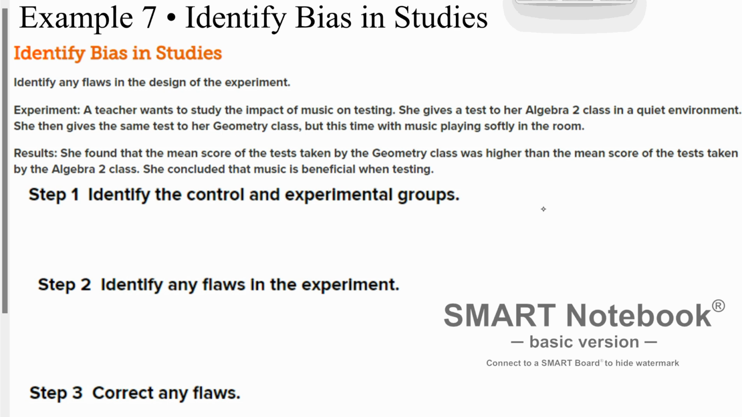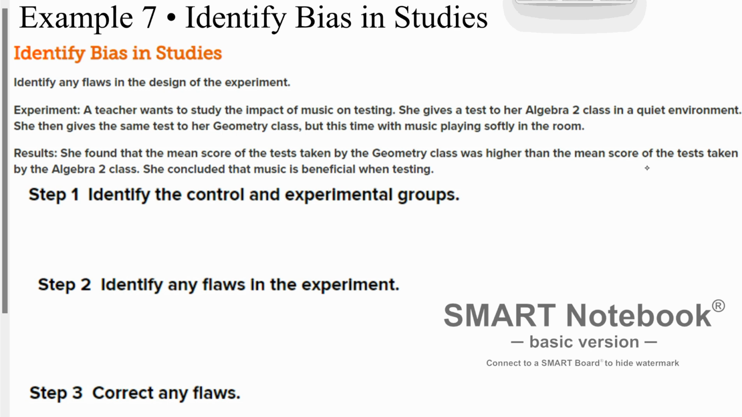So experiment A: a teacher wants to study the impact of music on testing. She gives a test to her Algebra 2 class in a quiet environment. Then she gives the same test to her geometry class, but this time with music playing softly in the room. The results: she found that the mean score of the test taken by the geometry class was higher than the mean score of the test taken by the Algebra 2 class. She concluded that the music is beneficial when testing.